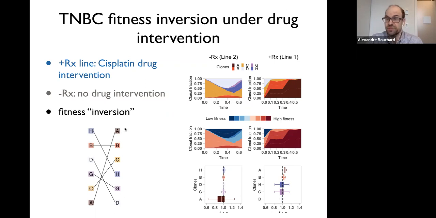And as you can see, there's a dramatic change, which you can sort of informally talk about as almost an inversion, but a big change in rankings.